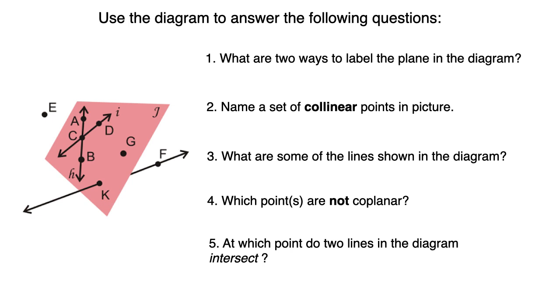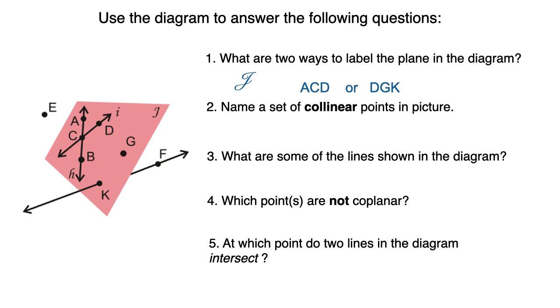Here's our diagram. There is a plane that is shown in pink. There's a line that does not lie on the plane but intersects it. There are 2 lines showing on the plane, and there's a point off of the plane and a bunch of points on the plane. Question number 1: what are 2 ways to label the plane? We can call this plane J, the cursive letter J in the corner, or we can name it by 3 points that lie on the plane that are not collinear, such as points A, C, D, or D, G, K.